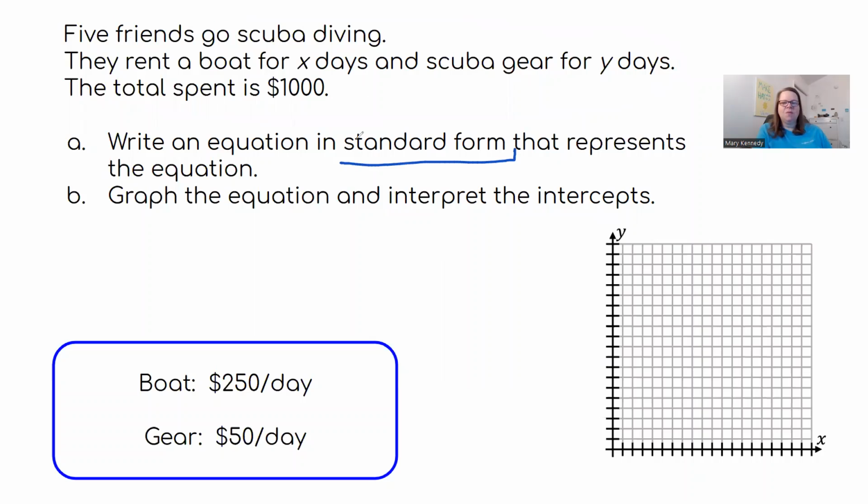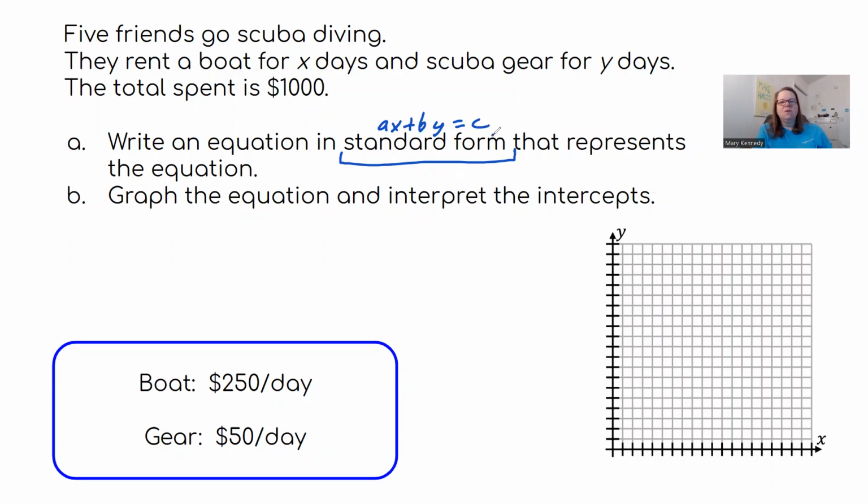So standard form is ax plus by equals c. Essentially, you're going to have the x and the y on one side of the equation, the constant number on the other side, and it's not the slope intercept. So it's not going to be y equals mx plus b.